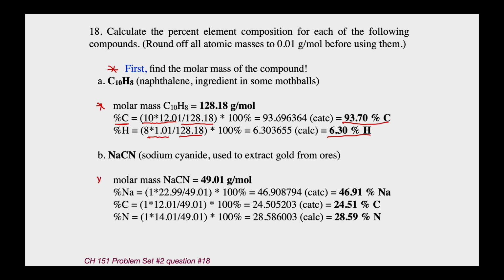Molar mass again, 49.01. And you can see that I divided by that number in each of those percentage calculations. And then in the top, you just put 1 times the molar mass of that, 46.91 plus 24.51 plus 28.59 comes out pretty close to 100%. Life is good. So again, if you're asked to find percent composition or percent element or something like that, molar mass on the bottom and the amount of the element you're using goes on top.